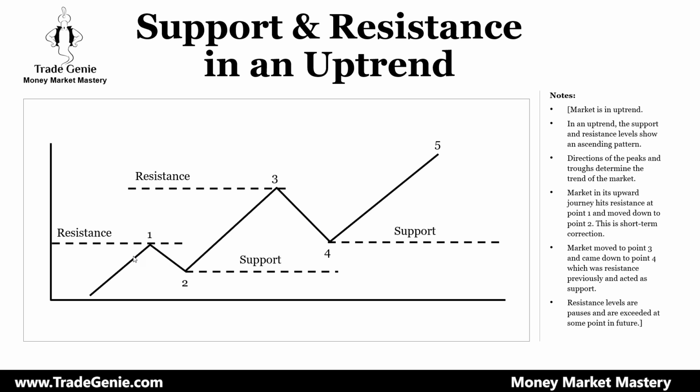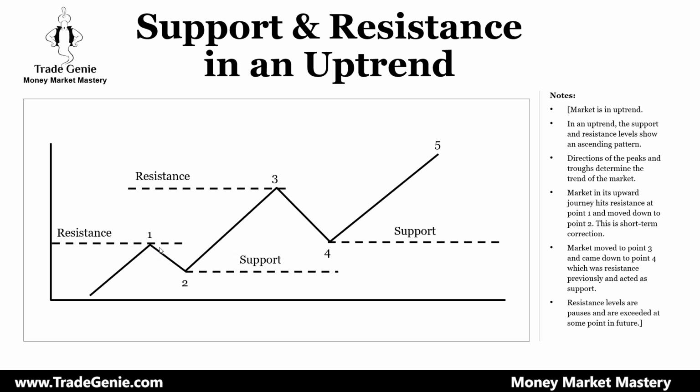So think about it. When a barrier is broken with force, that barrier becomes a strong support, because you're looking for support where a lot of action happened. There were a lot of buyers and sellers, and a lot of transactions happened, multiple times. If it took multiple attempts for the market to break the resistance, it becomes strong.